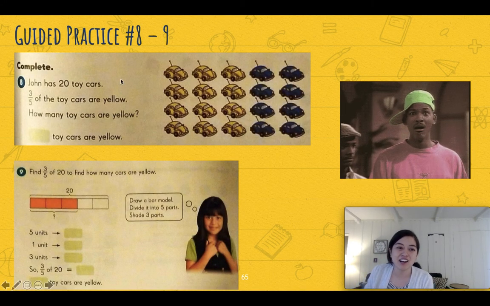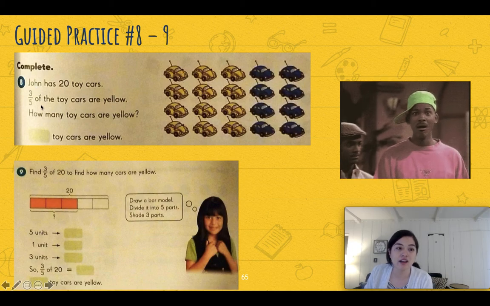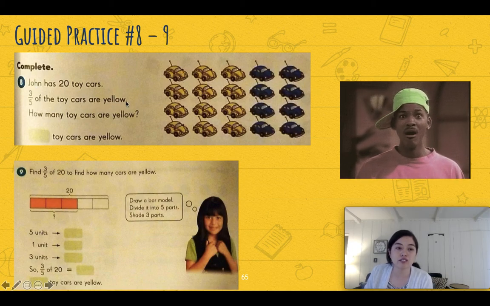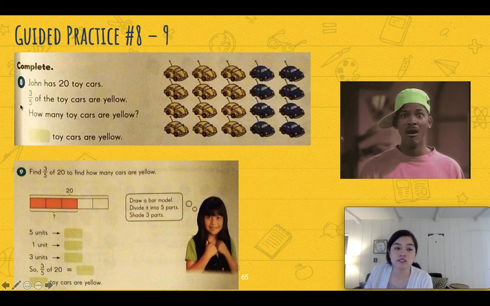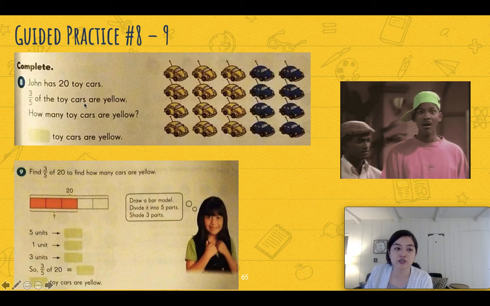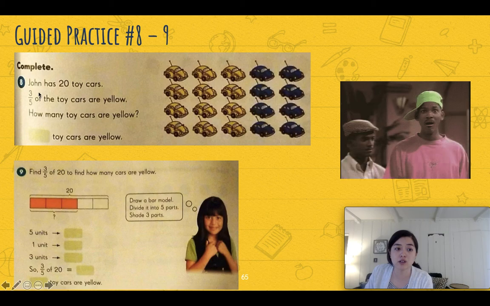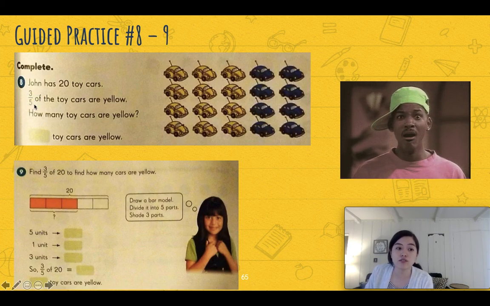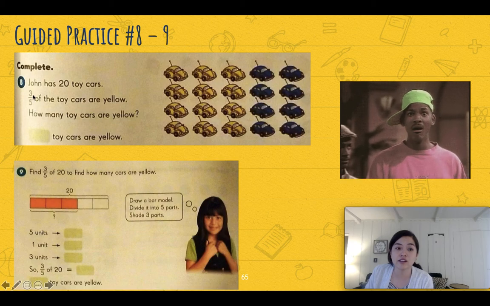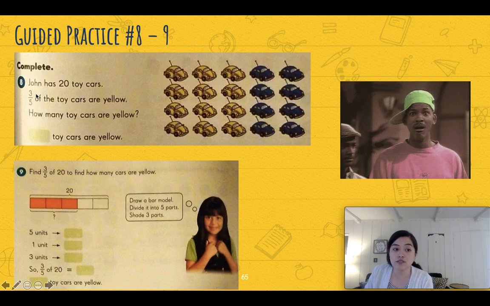Hi. All right, let's look at number 9. John has 20 toy cars. 3/5 of the toy cars are yellow. How many toy cars are yellow? Well, first, look at this fraction here. 3/5 of the toy cars are yellow. They put it into groups, right? The total number of groups is 5. And then the total number of equal groups of yellow is 3, okay?